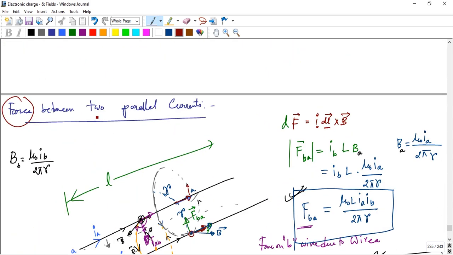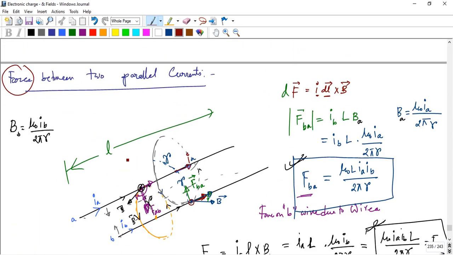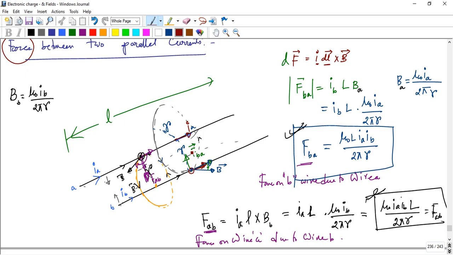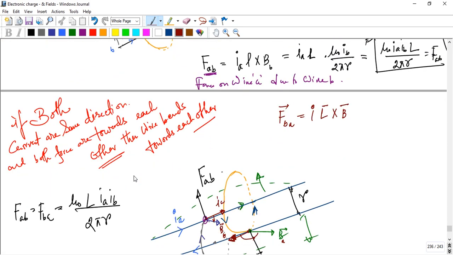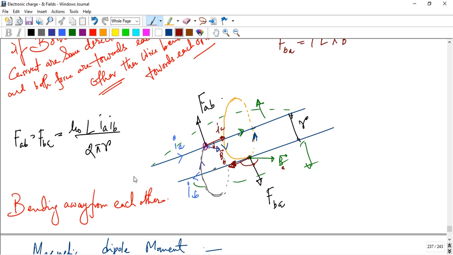And before that, we discussed the force between two parallel currents, meaning two parallel conducting wires. The conclusion is that if both currents are in the same direction, the force is towards each other, so the wires bend towards each other. If both currents are in opposite directions, the forces are in opposite directions, so the wires bend away from each other, like a bulging type.